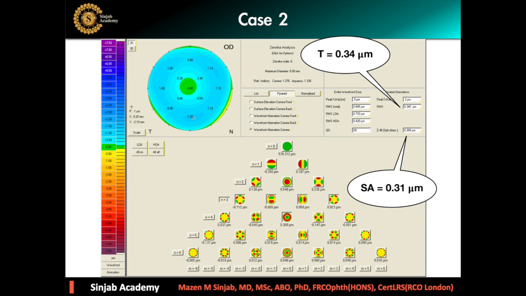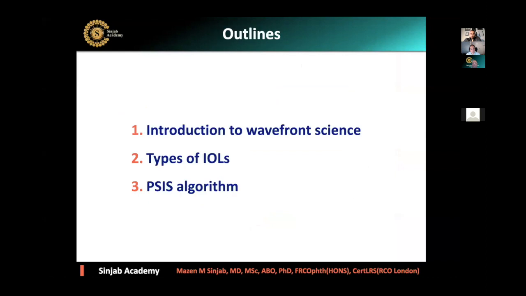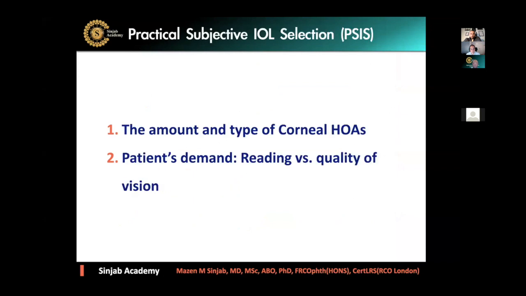Great. This is another case with different numbers. Which type are you going to implant? Great. So to know which type of these, I'm going to show you my PSIS algorithm. The practical subjective IOL selection depends on the amount and type of corneal high order aberrations. It depends on the patient's demand, reading versus quality of vision.